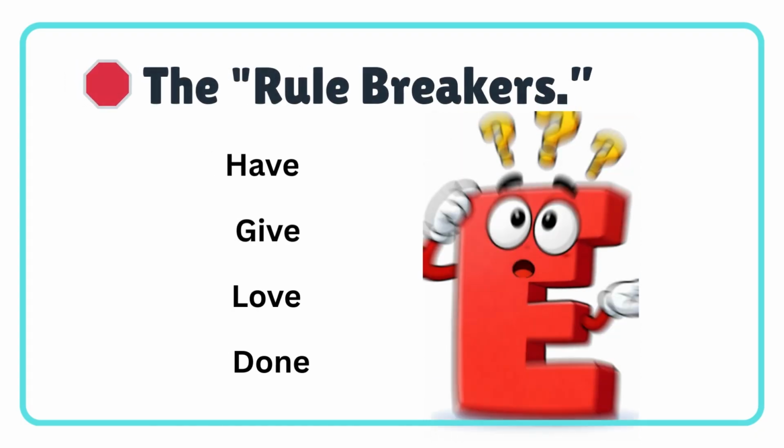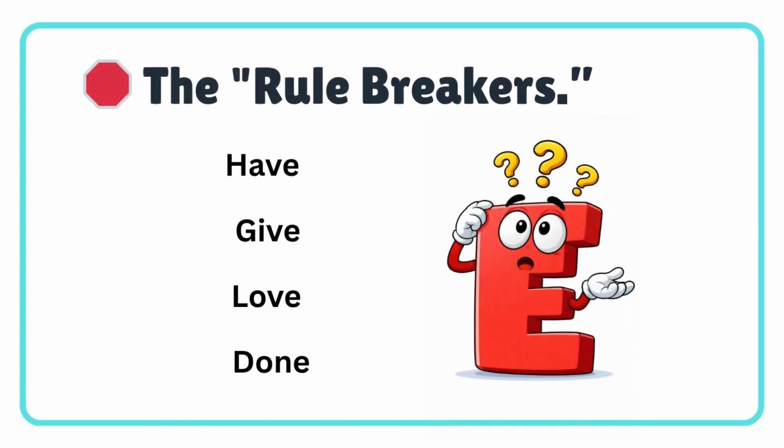The rule breakers. Not every silent E follows the rules. For example, in these rebel words, the vowel stays short. Don't worry if these seem tricky now. We will dive much deeper into these rule breakers and other silent E secrets in our future videos. Keep practicing your VCE words, and I'll see you in the next lesson.